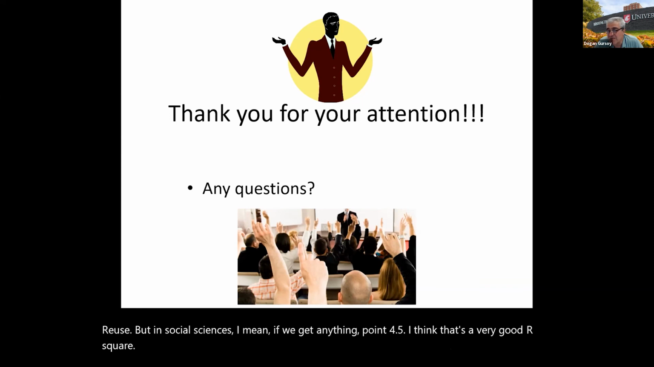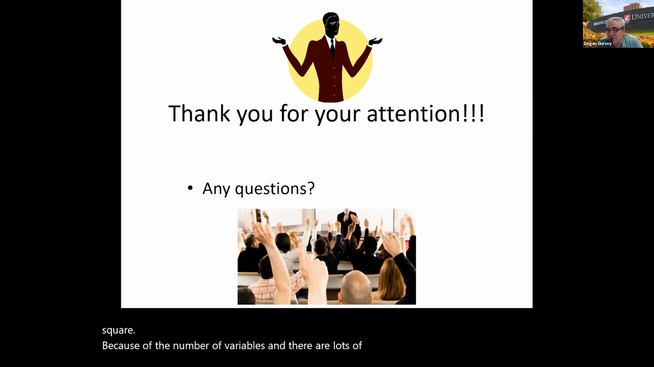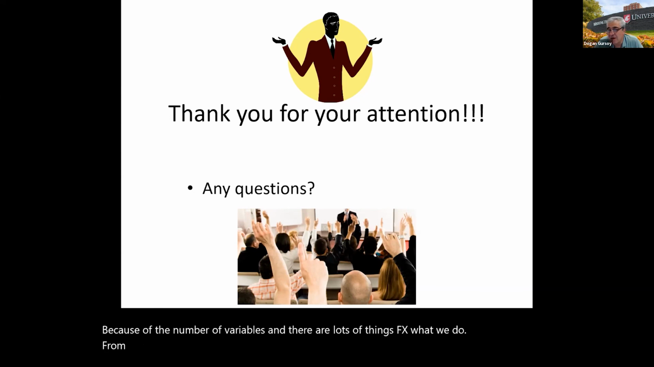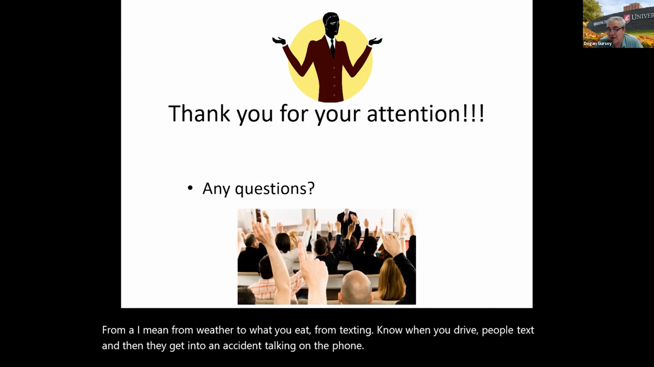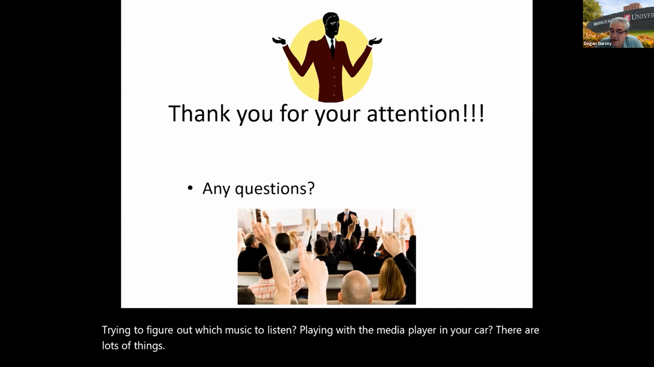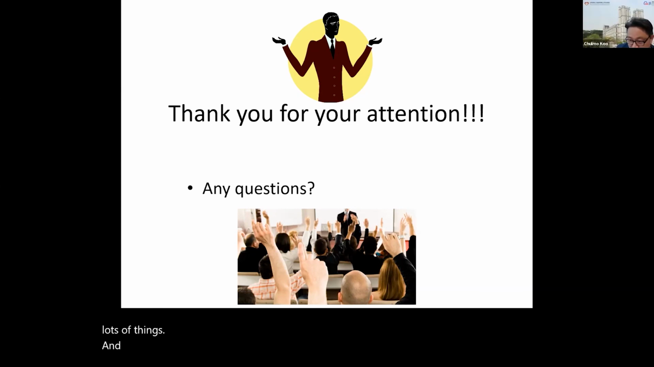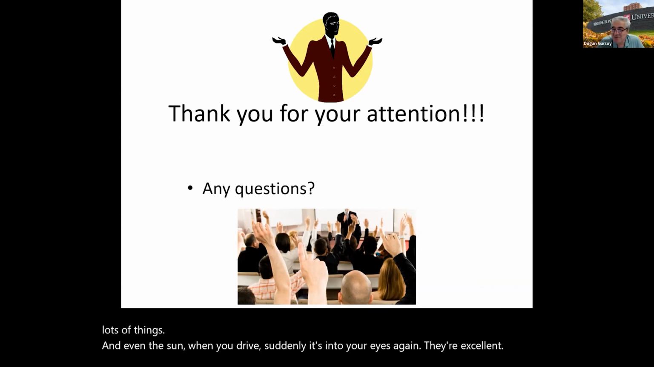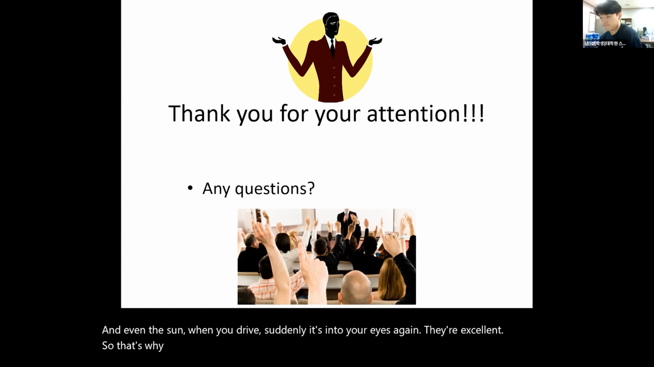because of the number of variables, and there are lots of things that affect what we do. From weather to what you eat, from texting. When you drive, people text and then get into an accident, talk on the phone, try to figure out which music to listen to, play with the media player in your car. And even the sun, when you drive, the sun gets into your eyes and you get into an accident. So those are the guidelines.